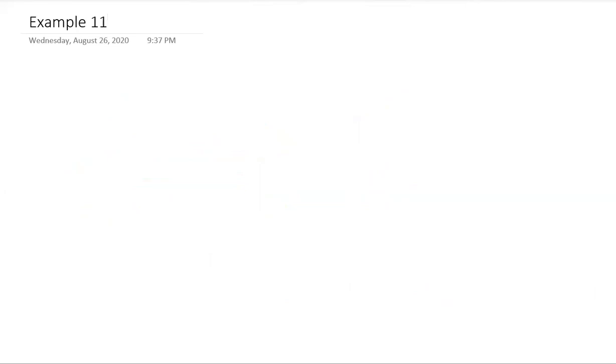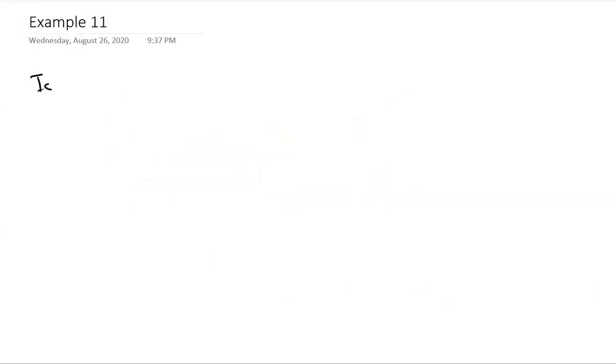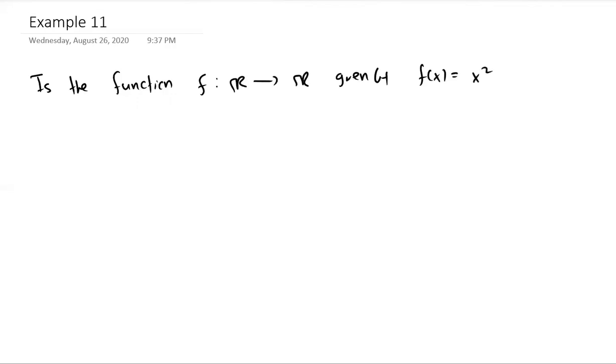Example 11. Is the function f, with input set being the real numbers and output set being the real numbers, given by f of x equals x squared, one-to-one?